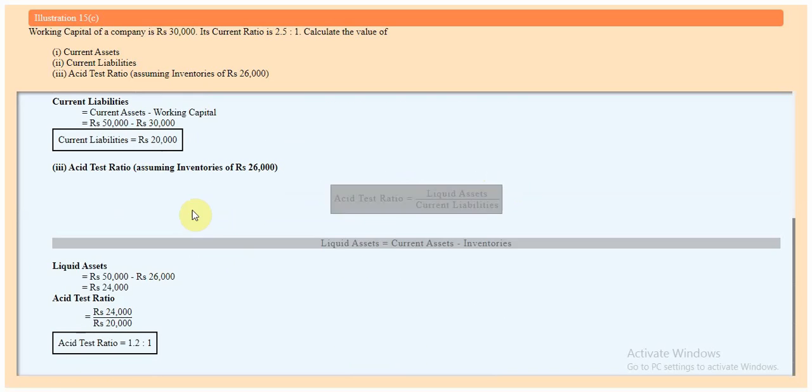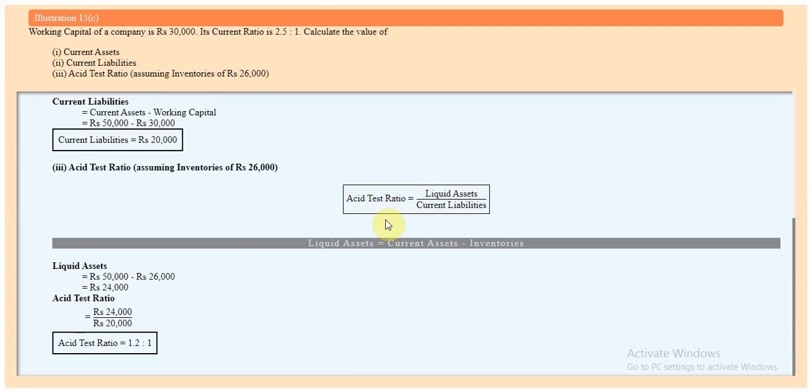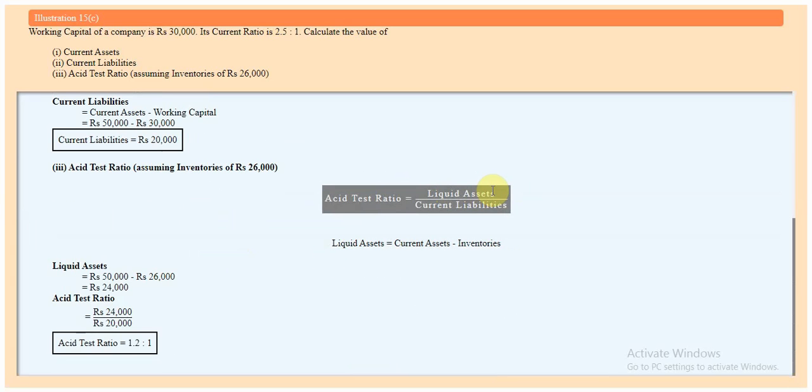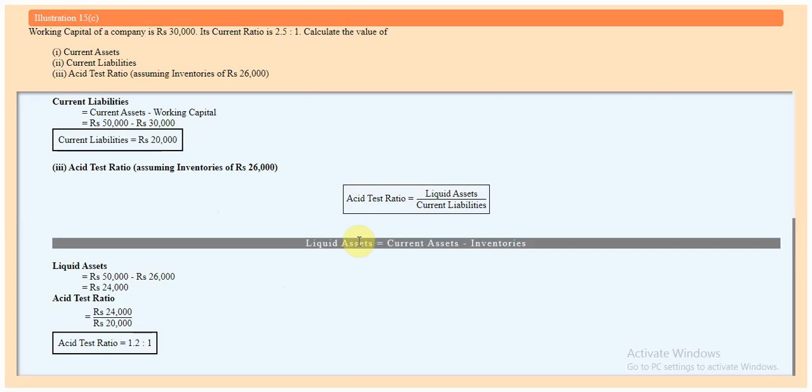Next we have to find out the quick ratio. Quick ratio is nothing but liquid assets or quick assets divided by current liabilities. They have given that inventory is assumed to be 26,000. So what is liquid assets? Friends, we already know liquid asset is equal to current asset minus inventories.